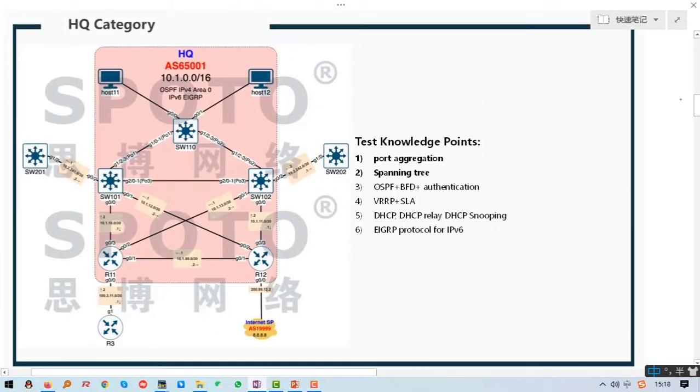So, in the scope of the HQ category, the main technologies involved are EtherChannel and spanning tree, OSPF, VRRP, DHCP, EIGRP, and extend-on. So, in EI lab, the spanning tree technologies involved are RPVST and MST. Today we will introduce the related technologies and principles of RSTP in EI lab.